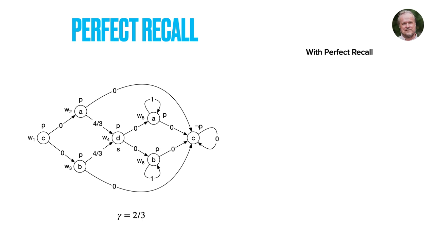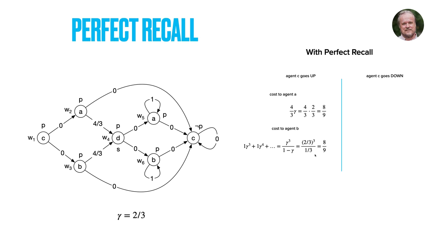So, with perfect recall, if C decides to go up, then A will have to send the game into state W4 at cost 4/3, and with the discount factor, this is 8/9. Now, because D has perfect recall, it remembers that the game came to W4 from W2, and it will be able to spread the cost between agents A and B by sending the game into state W6, where B will maintain it indefinitely, paying one on each step. With the discount factor, that's the cost to agent B.